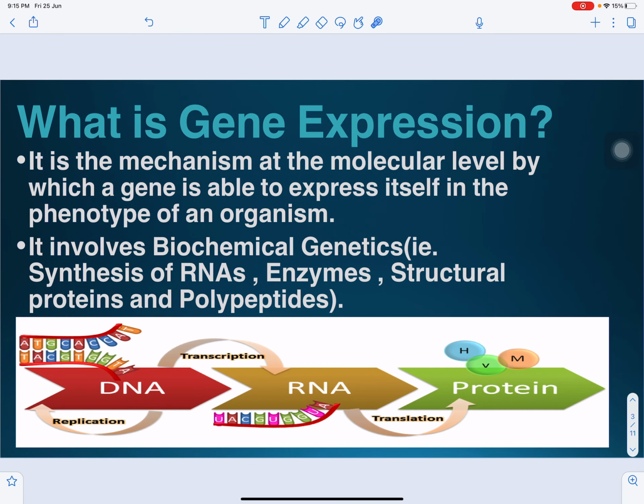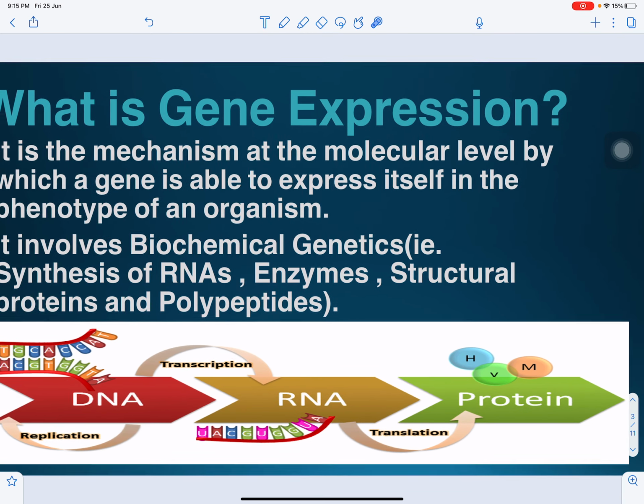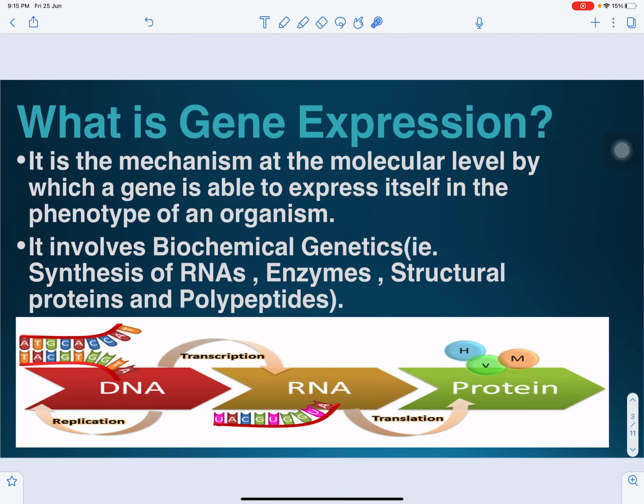Now we'll discuss what is gene expression. Now, it is the mechanism at the molecular level by which a gene is able to express itself in the phenotype of an organism. Now, what is phenotype? This is the morphological character, external appearance.